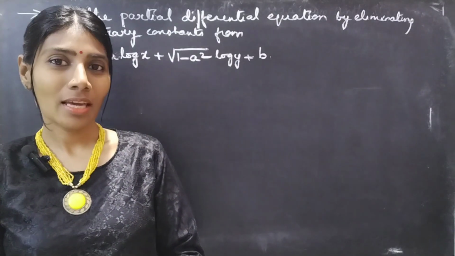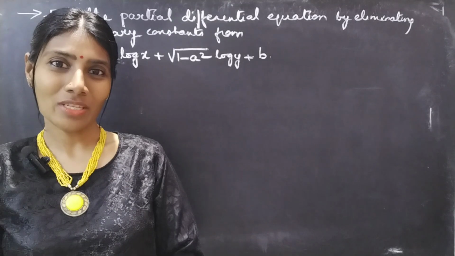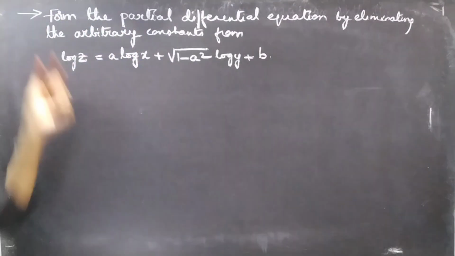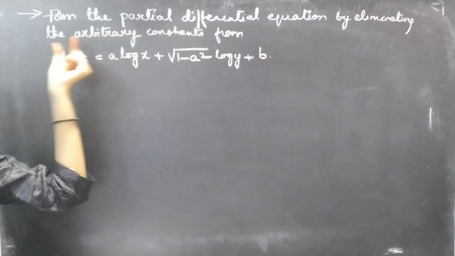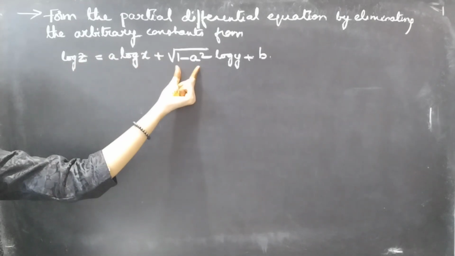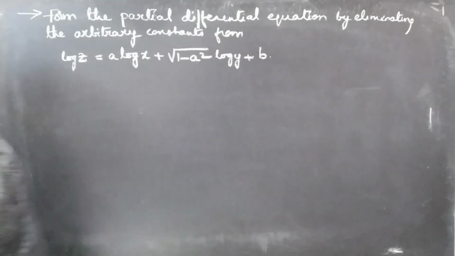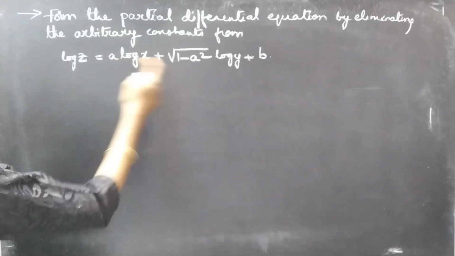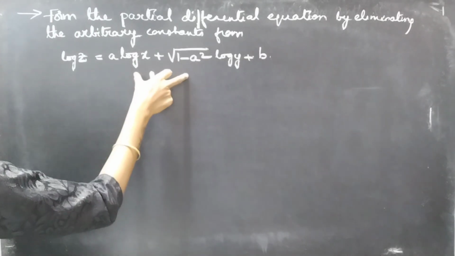In this video, we're going to see a problem from partial differential equations. So let's get going. Problem: form the partial differential equation by eliminating the arbitrary constants from log z equal to a log x plus square root of 1 minus a square into log y plus b. So here we are asked to find the partial differential equation by eliminating the arbitrary constants from this equation.